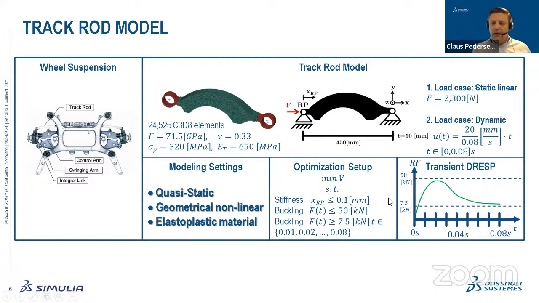And then here we also have a requirement for the linear stiffness. So it's not a floppy arm when it's just under normal driving conditions. So that's also included in the optimization. And you will see here that we calculate over time the reaction forces when it's buckling, and then we can optimize for it. So here we have both quasi-static instead of static, we have geometric nonlinearities, and we have elastoplasticity.